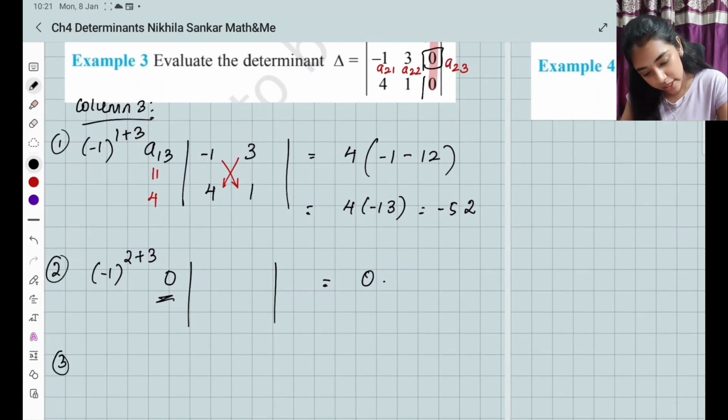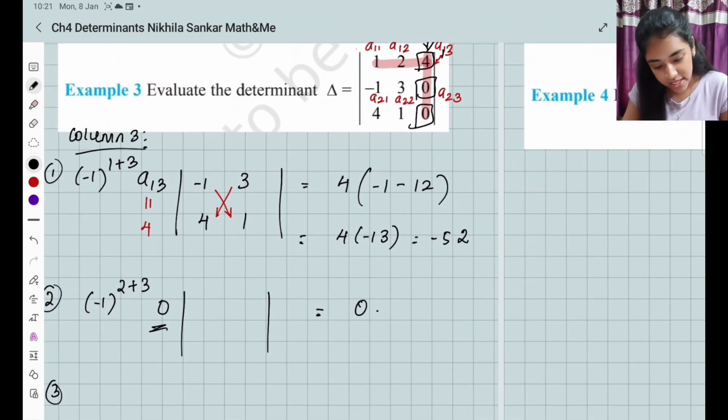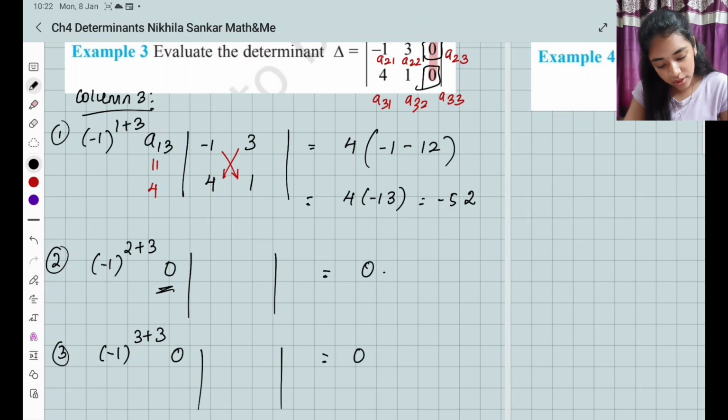Third step, I have to take the last row, last column element, which is also going to be 0. So its positioning, it doesn't matter, but I'll write it A31, A32, A33. So it is going to be minus 1 to the power 3 plus 3 times that element times the determinant. Whatever the determinant is, the answer is going to be 0.